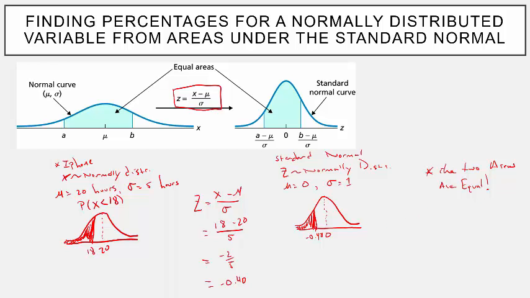Okay, so if I could actually just find this area, it would be the same as this area, and I could answer this question over here, okay? So this now becomes, what's the probability that a z-score is less than minus 0.40. These two things are the same answer, okay? They are going to give the same answer.